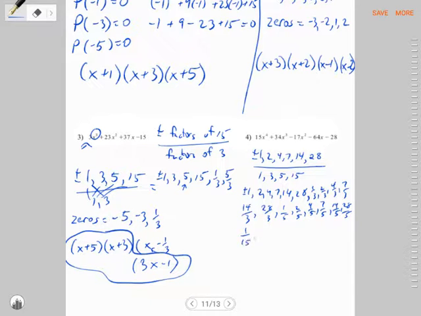And then, wow, look at this. 1/15, 2/15, 4/15, 7/15, 14/15, and 28/15. Wow, that is a lot of numbers to try. Now, again, we can be smart about things. We're going to try all the integers first, but we know we're going to have some of these other numbers, so that's okay.